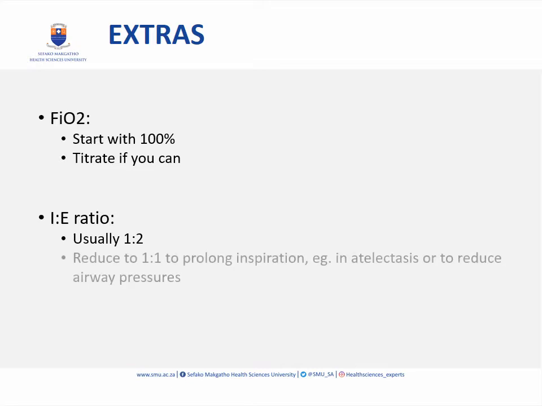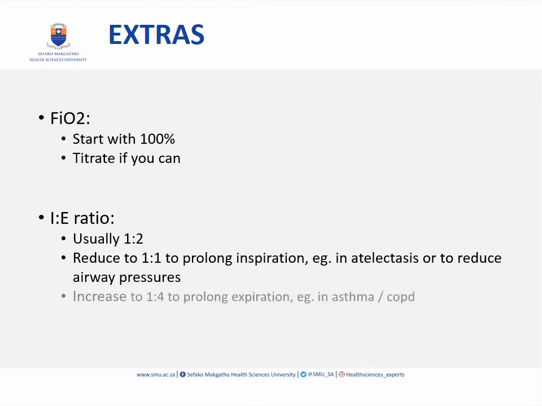Now you can reduce this ratio to 1 to 1. In other words, you will be increasing the inspiratory time, and you will do this if you want to improve ventilation of lung regions that fill more slowly. For example, if you have atelectasis. And also it will help to reduce peak airway pressures because the flow is now being given over a longer period of time. You can also increase the ratio to 1 to 4, for example, to allow for longer expiration.